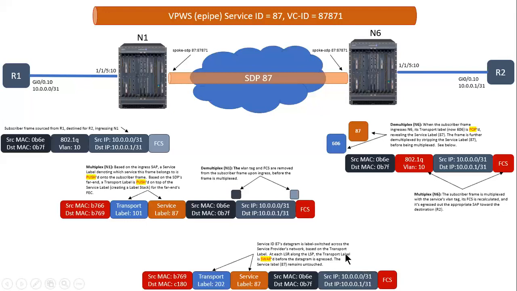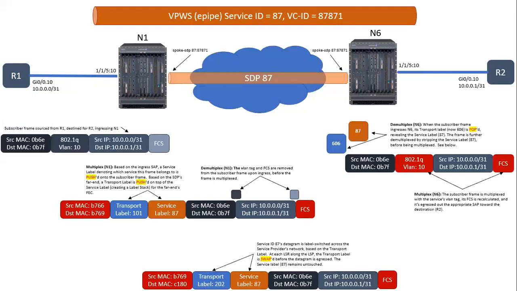Service ID 87's datagram is label switched across the service provider's network based on the transport label. At each label switch router along the label switch path, the transport label is swapped before the datagram is egressed. The service label of 87 remains untouched. So all that our label switch routers are doing is swapping our transport label. 101 for 202, 202 for 303, 303 for 404, 404 for 505, and then router N5 swaps 505 for 606 and egresses that MPLS packet to N6.